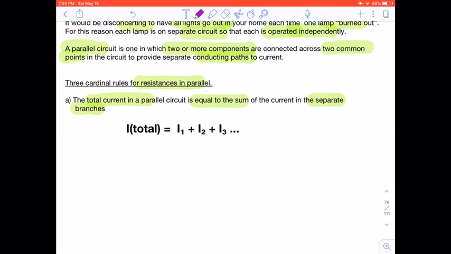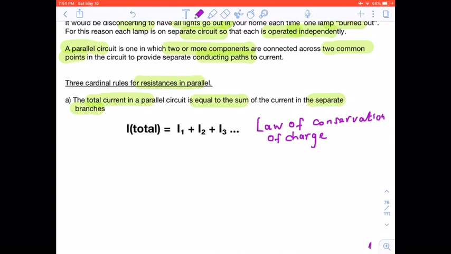And let's look at this. This is actually the law of conservation of charge. It may not seem like that, but it's essentially a statement of the law of conservation of charge.